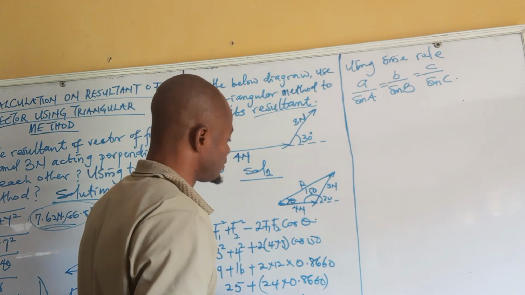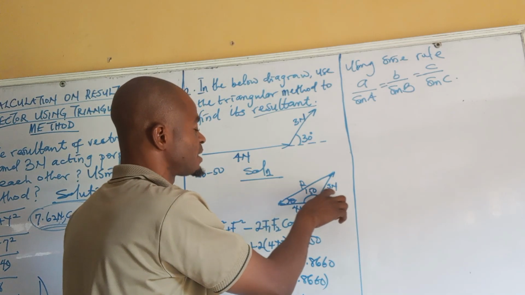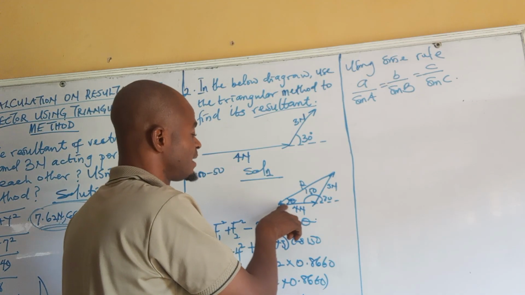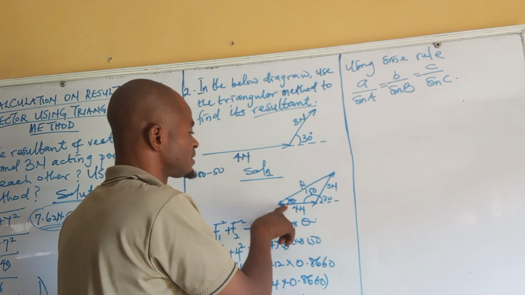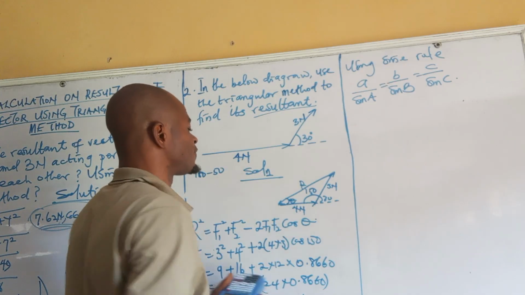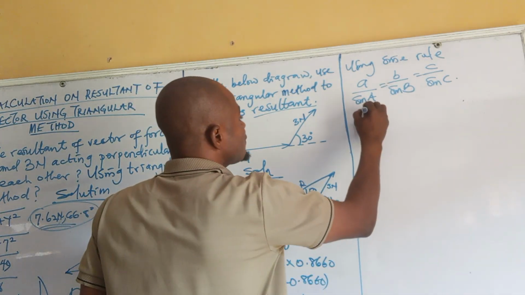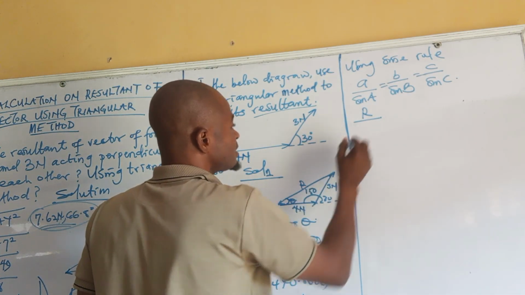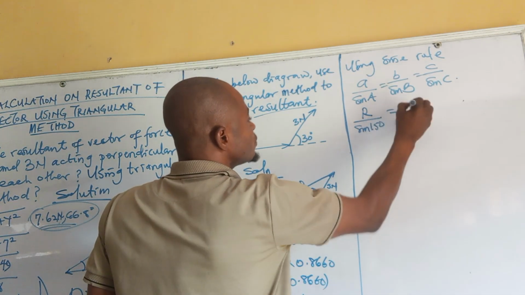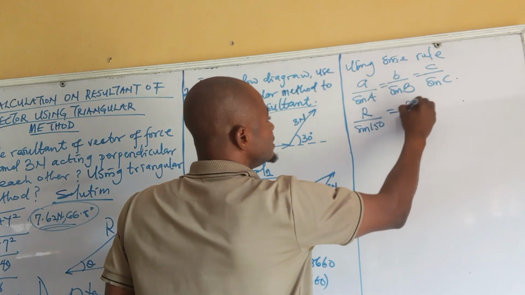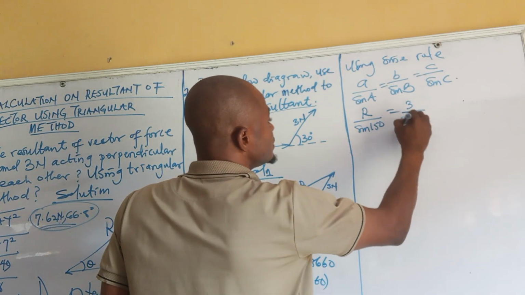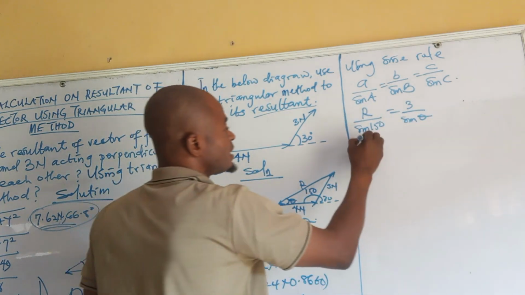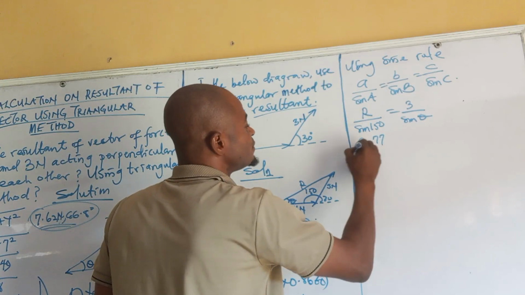What do we have here? You can see that this one faces here. This is small a, this is capital A, because theta is representing capital A. Let's assume I have it like that, and this one faces this one. Then I will have my R over this angle, that is sine 150, equals this 3 over this theta, sine theta, that I'm looking for. Don't forget that my R is my resultant, which gives me 6.77 over.